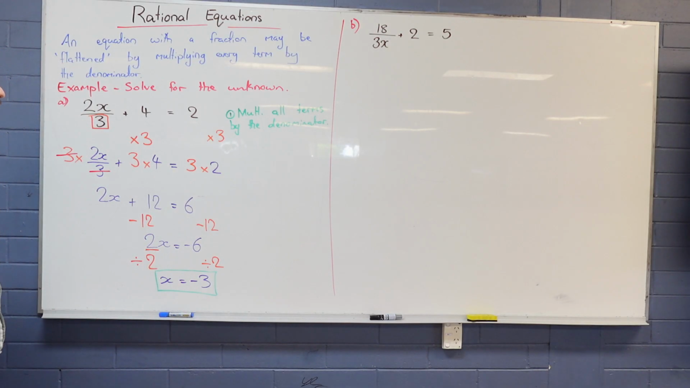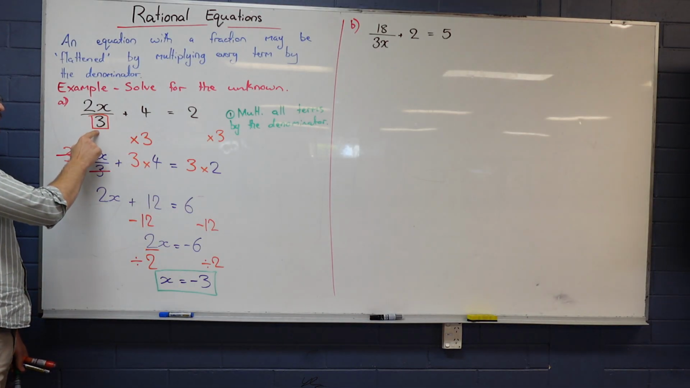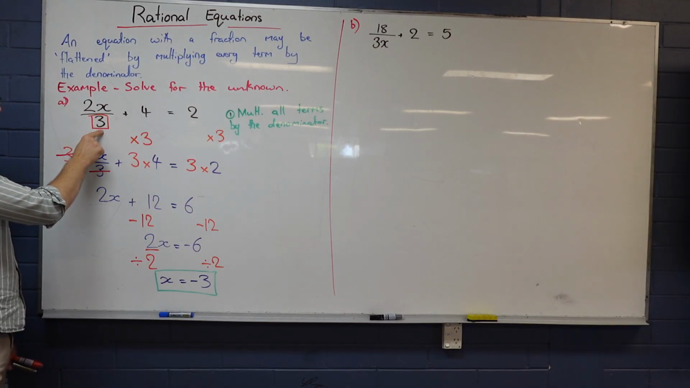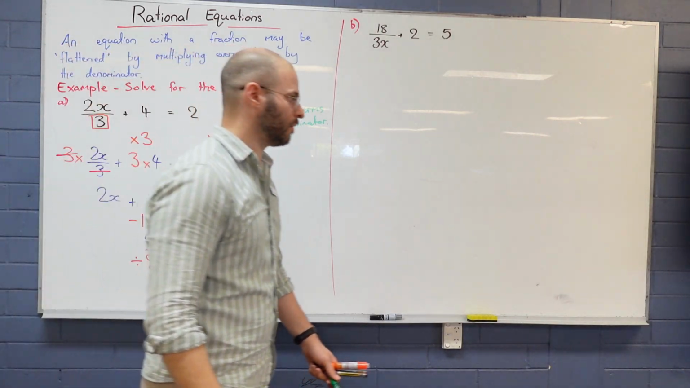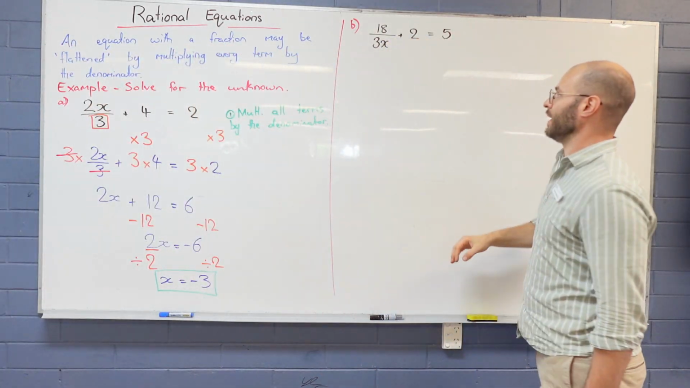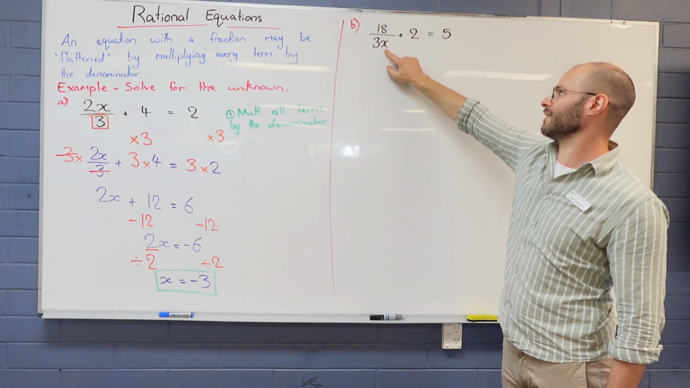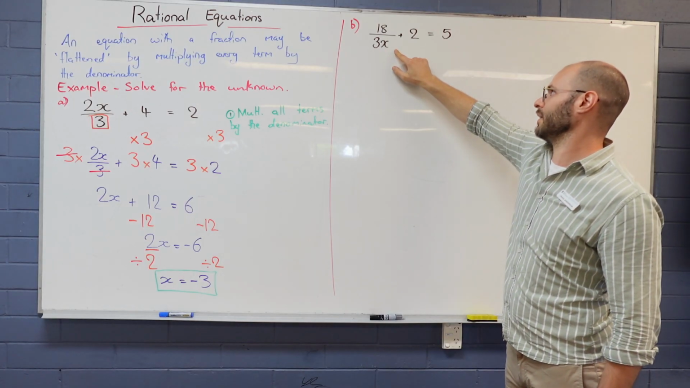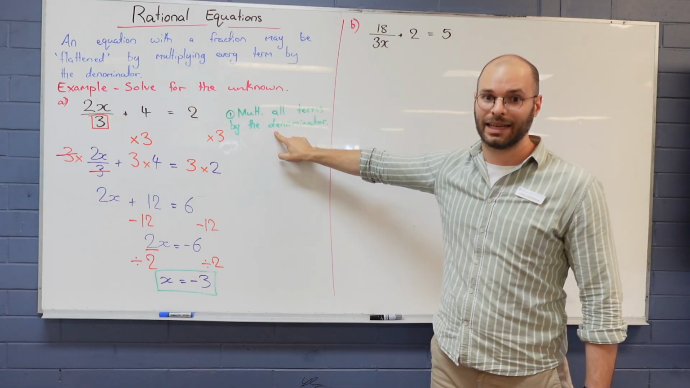So the rule we employ is that whenever we see an equation with a fraction, we multiply every term in the equation by the denominator. Level 1. Moving on to something more complicated. We have an equation and a fraction. However, this fraction has the unknown in the denominator. To solve this equation, we're going to employ the exact same method.